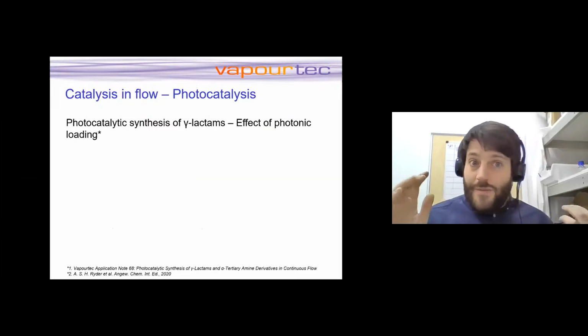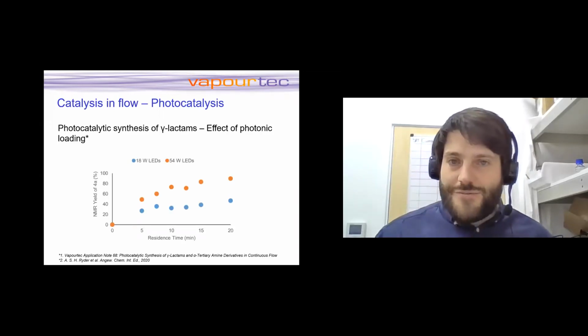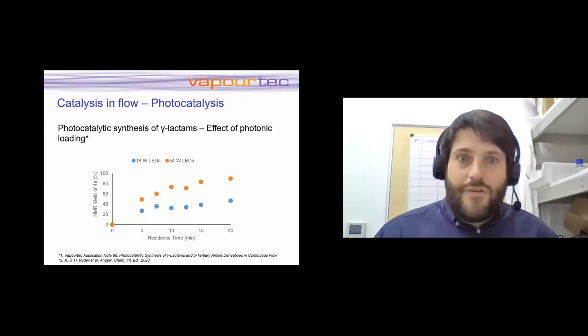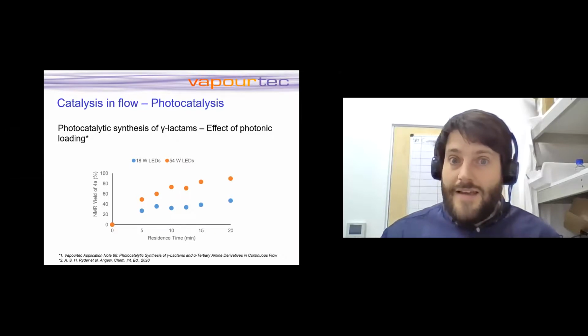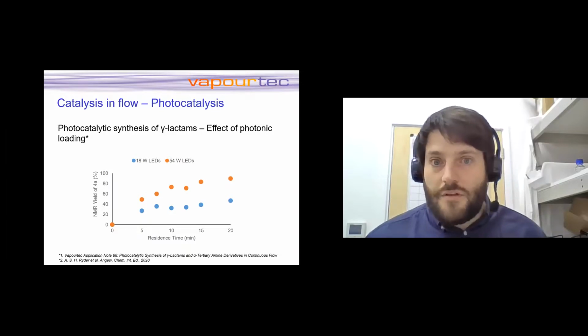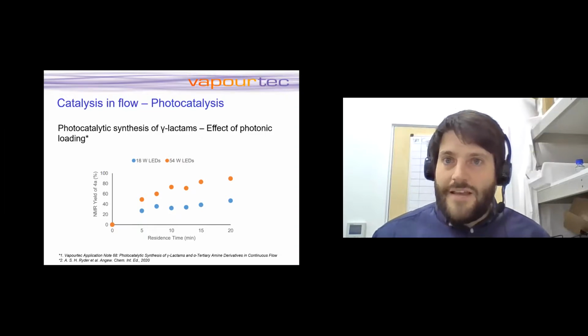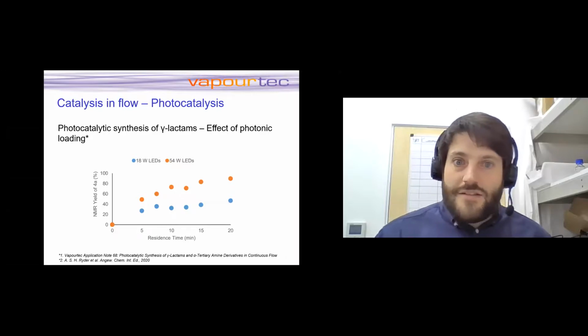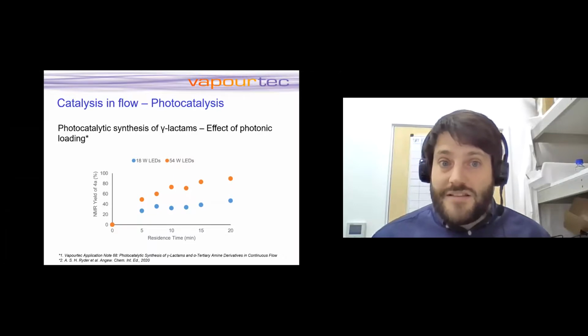And as I said, this photocatalytic synthesis of gamma lactams has a very poor photonic efficiency. So we developed a high power LED, with 54 watts of output power versus the traditional 18 watts. The theory was that if it's an inefficient photonic process, where each photon promotes a reaction, if we double or triple the photonic input to the reactor, we'll be able to double the conversion, because effectively the limiting step is the number of photons. And as you can see here, doubling the photonic load pretty much means doubling the yield, followed by NMR.